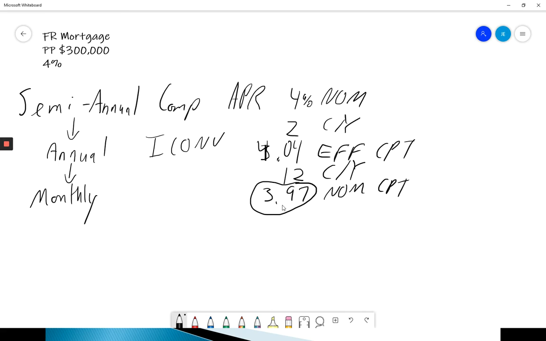So my IY, if I look at my problem, is 0.3306, because that is monthly. This is still an annual number. It's an APR, still an annual percentage rate. It's just compounded monthly. So divide that by 12, hit clear once, divide by 12, and 0.3306 goes into my calculator.